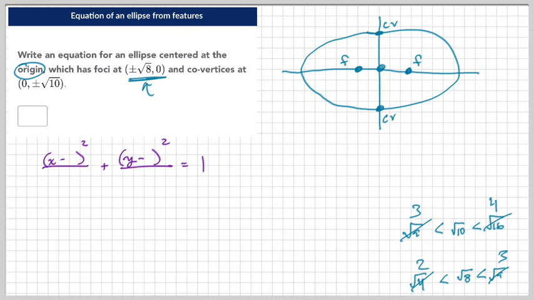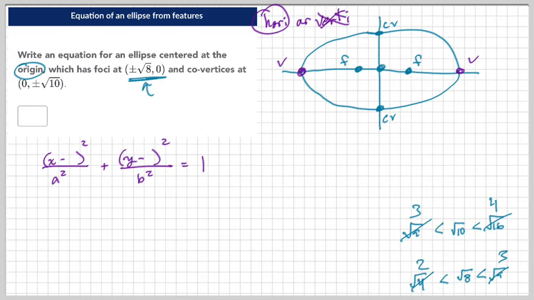Okay, we need to know, now, is the a squared going to go underneath the x or the y? Now, you should be able to tell me because you can see the picture. Is this a horizontal or is this a vertical ellipse? And you guys said horizontal. That's good. It's horizontal because the vertices are going to be left and right. Okay, they're on the horizontal axis. All right. So that means a squared goes here and b squared goes here. That's because the a squared goes under whatever this one is. And because it's horizontal, we put it underneath the x.